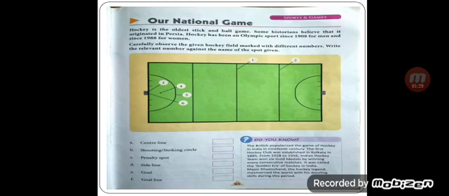Hockey is the oldest stick and ball game. Some historians believe that it originated in Persia, present Iran. Hockey has been an Olympic sport since 1908 for men and since 1988 for women. There is a hockey field marked, given. There are some numbers also marked. Now you have to identify what each spot is known as.